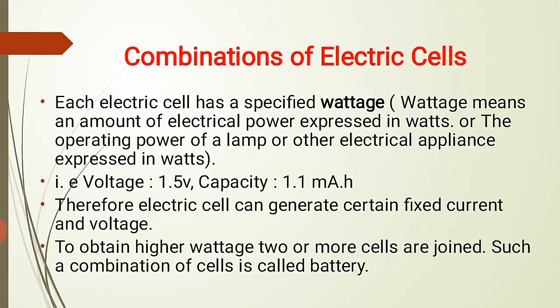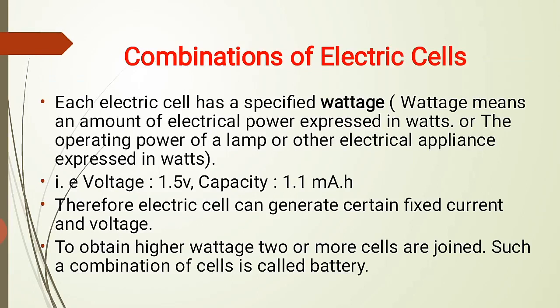To obtain higher wattage, what do we have to do? Two or more cells are joined. Such a combination of cells is called a battery. So when two or more cells are joined together, that combination of cells is called a battery.